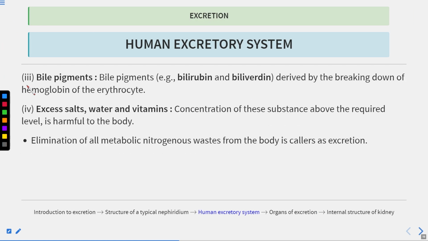Some of the other waste products are bile pigments. Bile pigments are present in the bile. And bile is produced by which organ? Bile is produced by the liver.